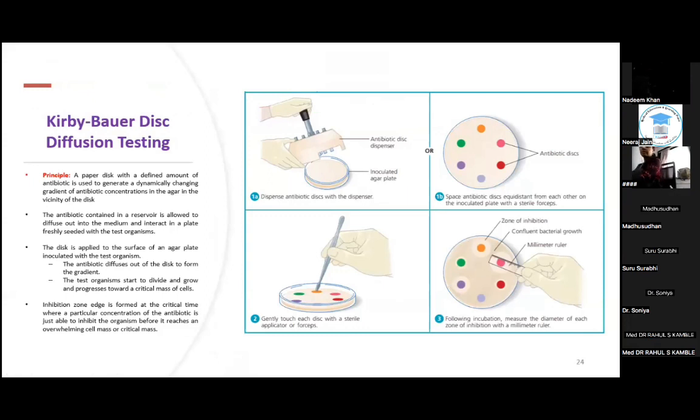We'll speak in short about the phenotypic testing methods and how they are done. The Kirby-Bauer method is a disc diffusion method. Antibiotic discs are placed onto the culture plate, where we already have the bacterial suspension spread. After overnight incubation, we observe clear zones around the antibiotic discs, which indicate sensitivity. Depending upon the diameter of this clear zone, we interpret it as sensitive, intermediate or resistant in accordance with the breakpoints. Now, what are breakpoints? We'll see in the next slides.